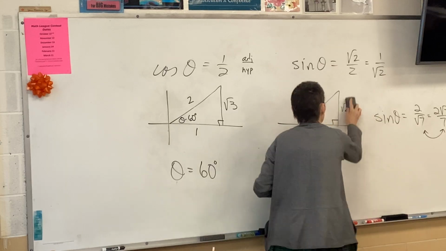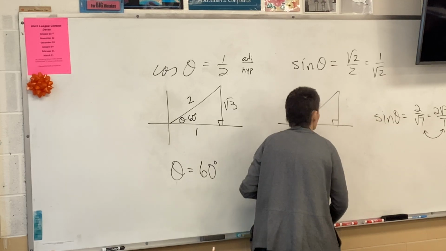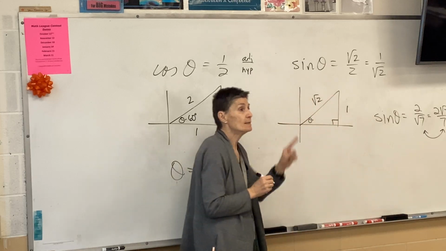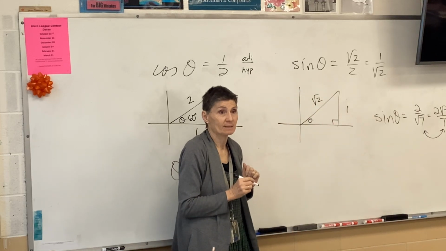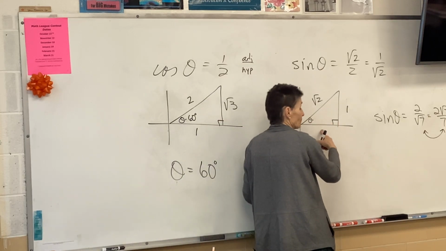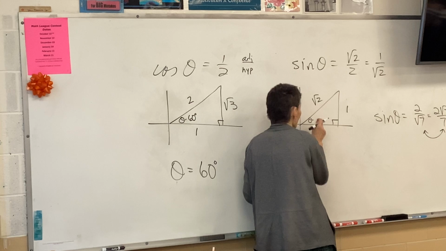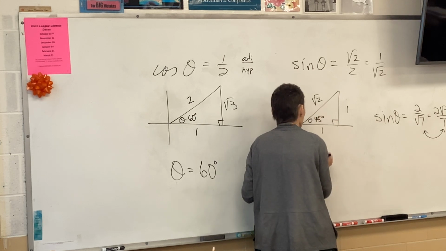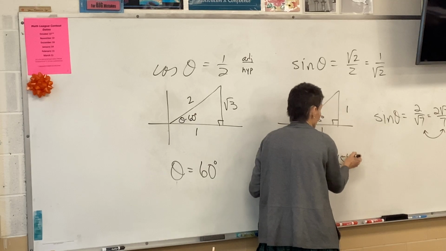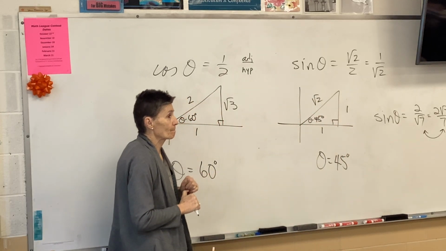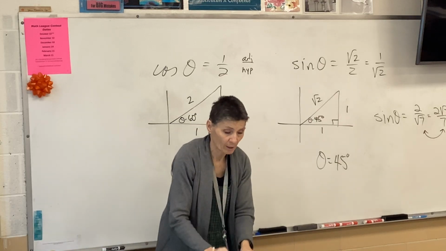You gotta recognize that this is the simplified version of this. So what the triangle really looks like is 1 and root 2. Now that one we recognize. What's this side? 1. And what's that angle? 45. So that's a 45 degree angle. That is a tricky one for sure.